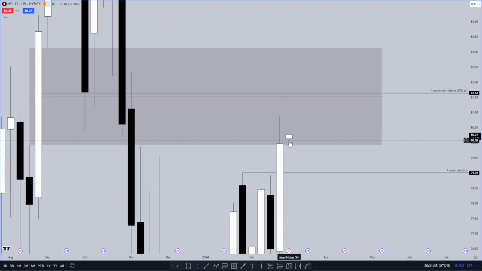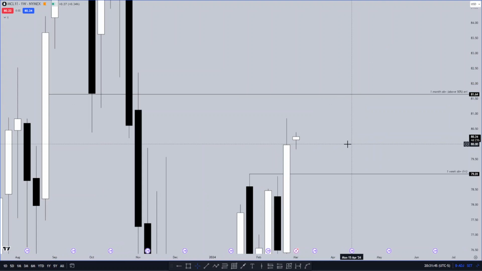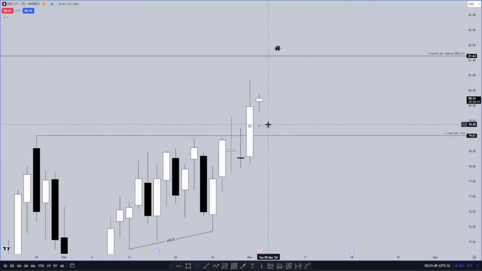If possibly I am looking for more of an energetic move, we could even make high of the week, or we could make low of the week. So that is just the oil market right now. And we go into the daily. Onto the daily.